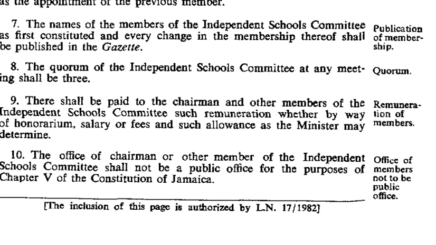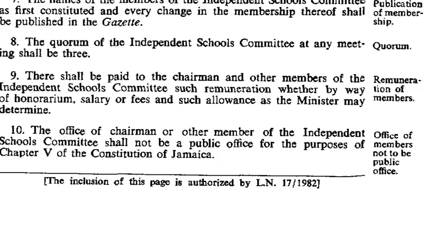Office of members not to be public offices, that's 10. The office of the chairman and any other member of the Independent Schools Committee shall not be a public office for the purposes of Chapter 5 of the Constitution of Jamaica.